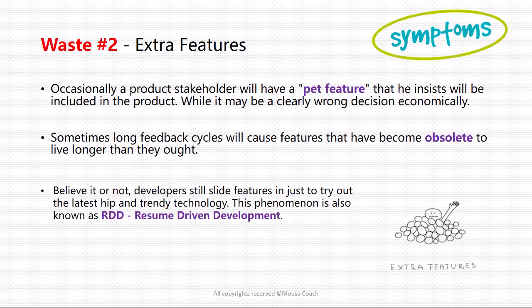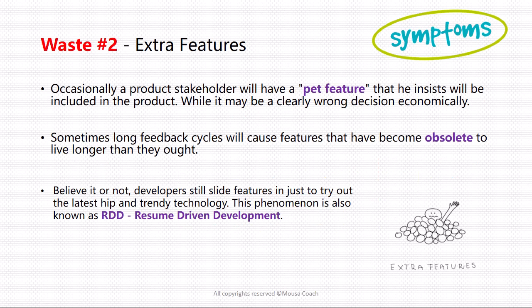Another symptom is a long feedback cycle that causes features to become obsolete. For example, if we decide on features and 6 months later the users already have workarounds for these features, or make this function work another way outside of your application, so these features become obsolete.